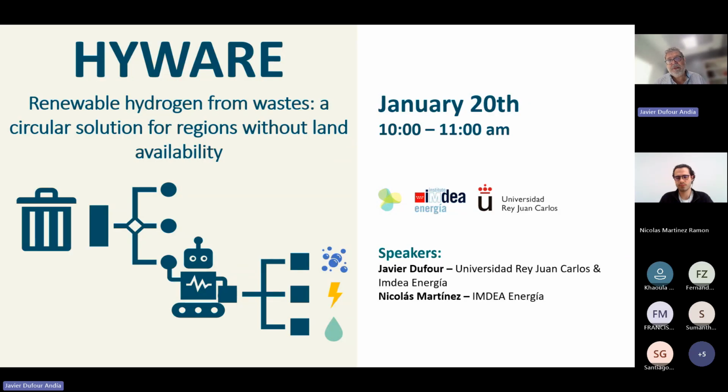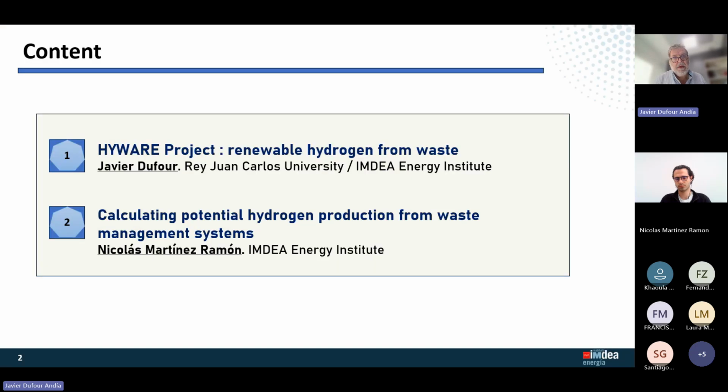This project was focused on developing some models and also studying some processes that could lead to hydrogen obtaining from wastes, just to support the production of other renewable hydrogen, or just to substitute this electrolytic hydrogen in regions without this land availability.